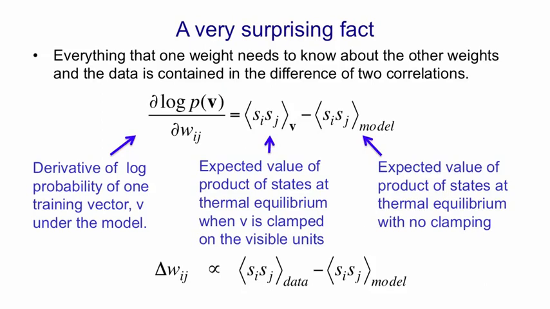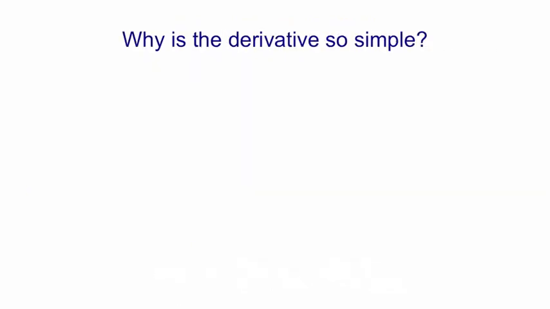You can also think of this as the first term being like the storage term for a Hopfield net, and the second term being like the term for getting rid of spurious minima. And in fact, this is the correct way to think about that. This rule tells you exactly how much unlearning to do.